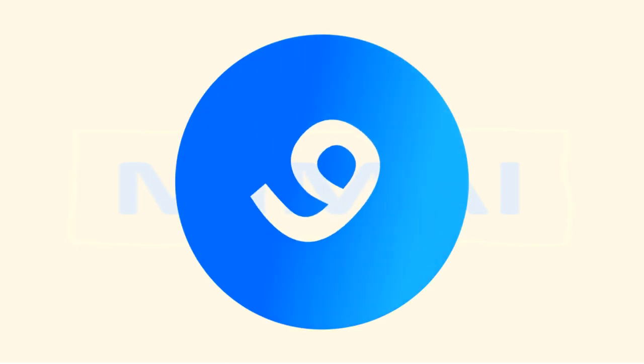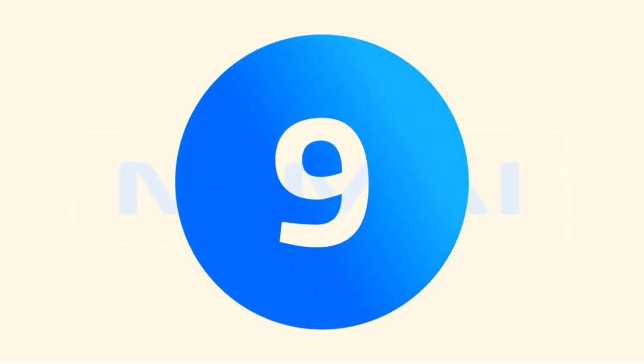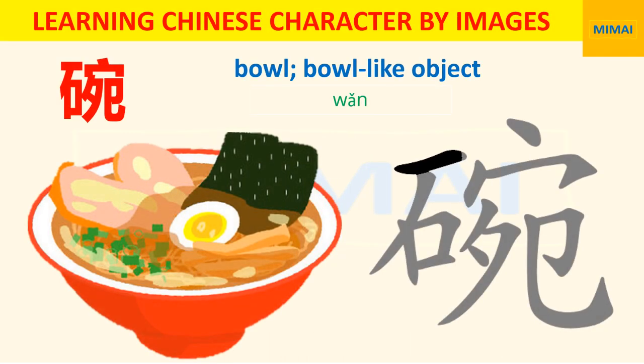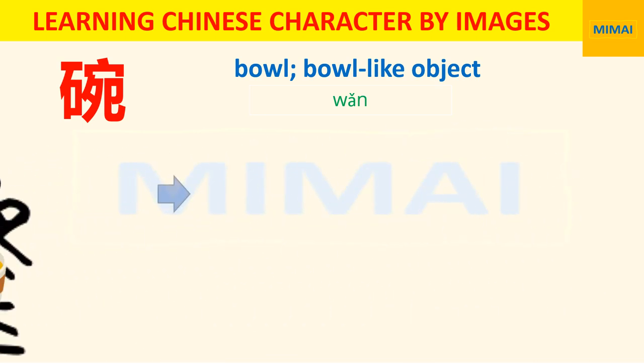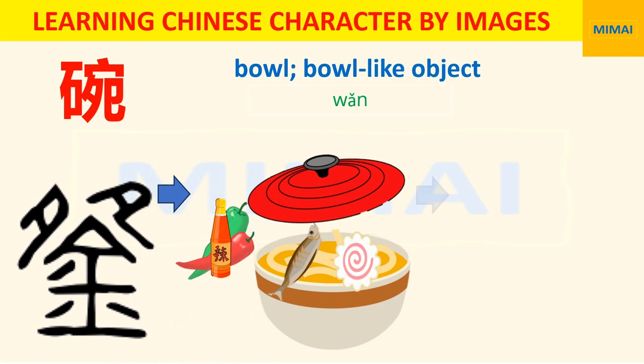Number 9. Now we learn how to write the Chinese word of bowl, bowl-like object. This word is pronounced as follows. 碗. This character has changed significantly and is hard to remember.